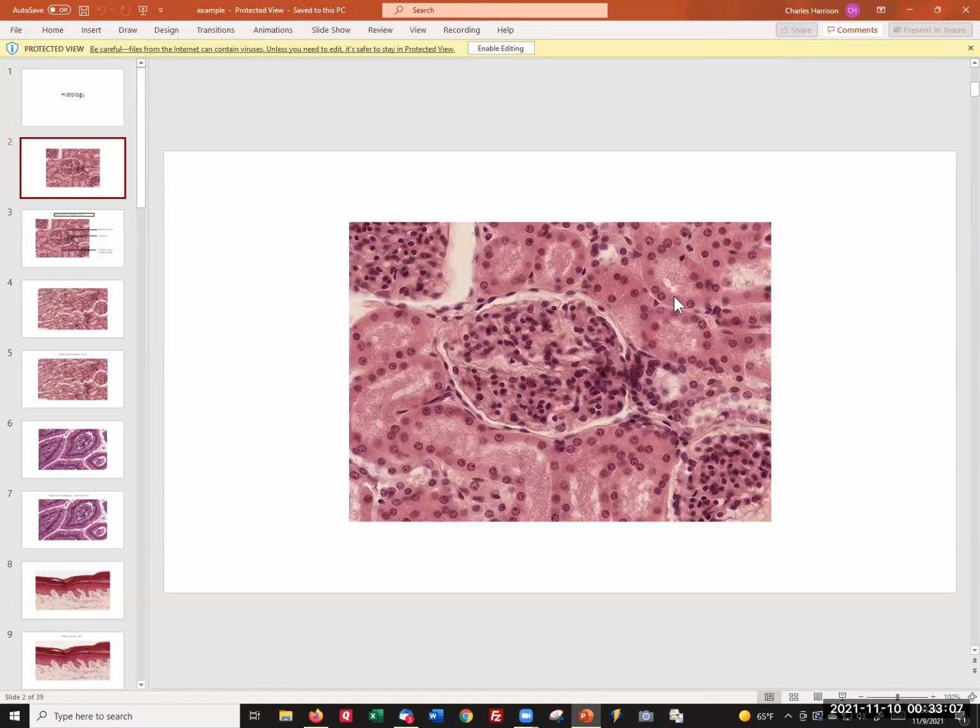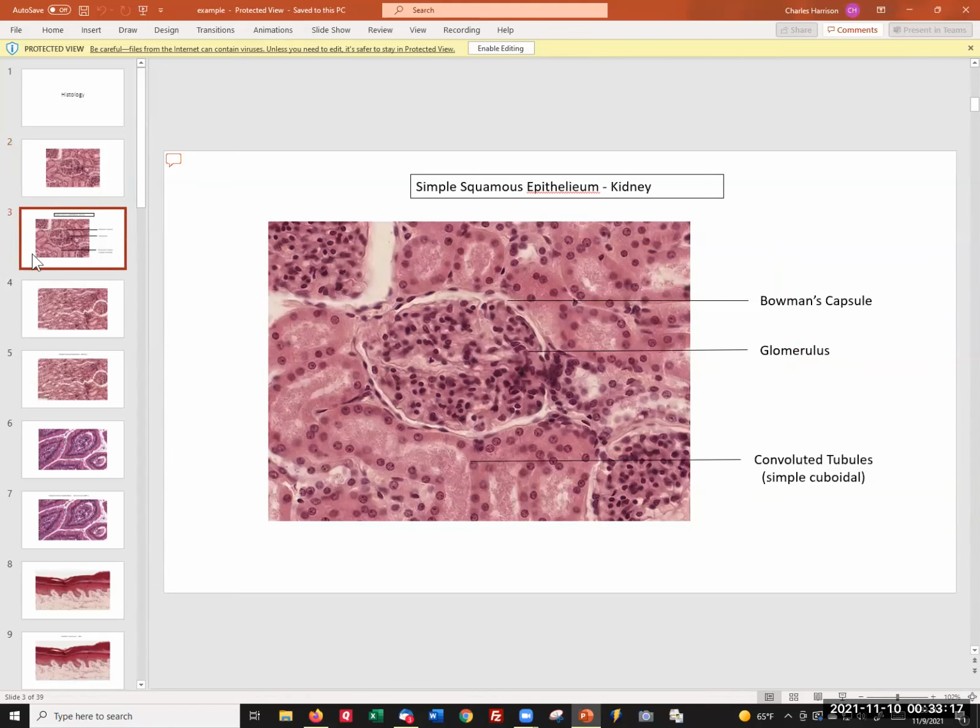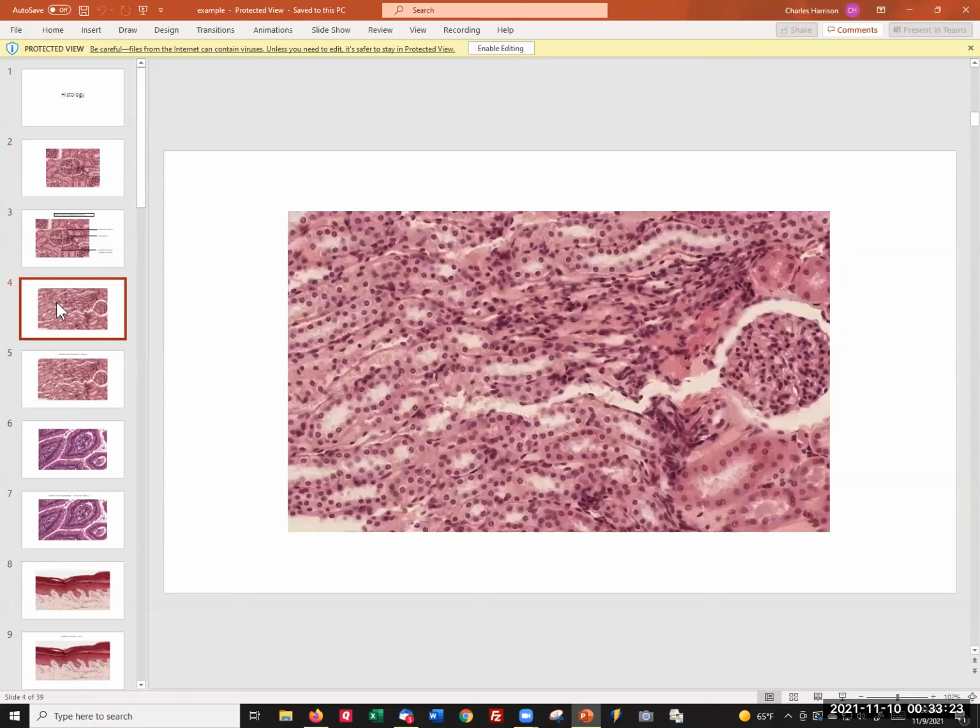Maybe you can't rattle things off like that just yet. Don't worry at all. You will be dreaming this stuff. Okay, the next slide labels it for you. The next slide, and this is misspelled, of course, is showing simple cuboidal epithelium in the kidney tubules.